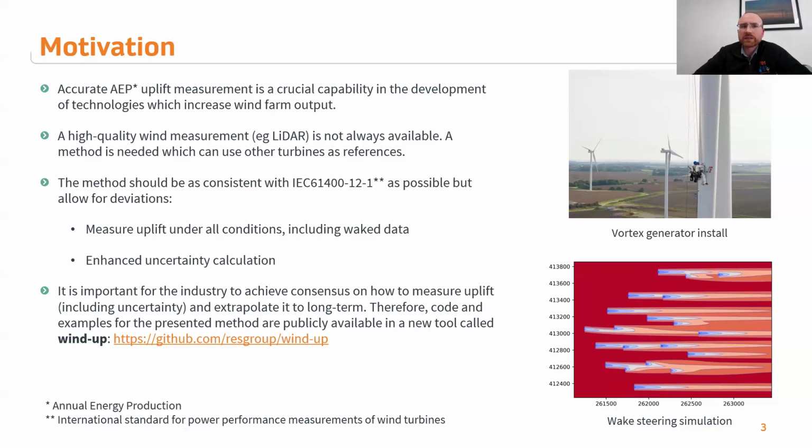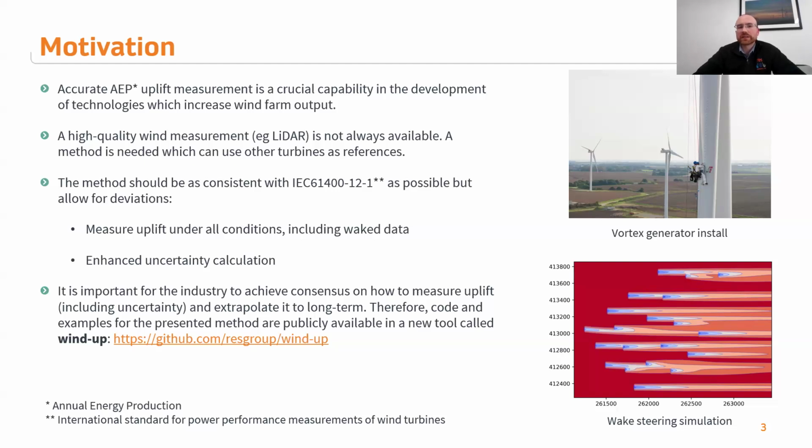Starting with the motivation, accurate AEP uplift, that's annual energy production uplift, is a crucial capability in the development of technologies which increase wind farm output. Just a couple of pictures on the right-hand side of some technologies that RES offer, like vortex generators on blades and wake steering control and other interesting control methods. But we don't always have a high-quality wind measurement like a LiDAR. So we need a method which can use other wind turbines as references.